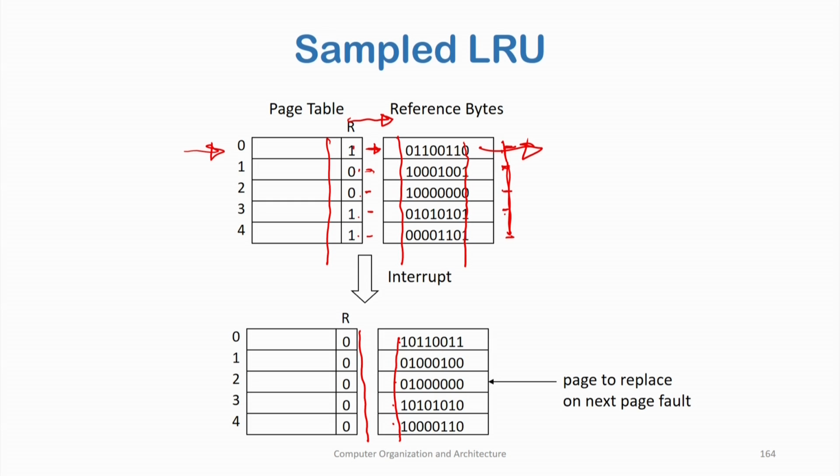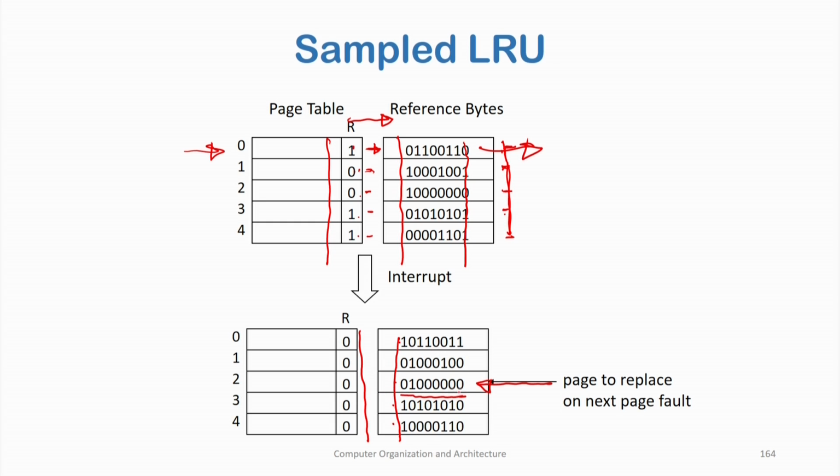Now, which one will be replaced? The one with the smallest reference byte will then be replaced. So, this one is the one with the smallest reference byte. What does this tell me? That the numerical value of this byte is the smallest. It tells me that this page was referenced in the previous memory epochs. This is the least frequently being used.